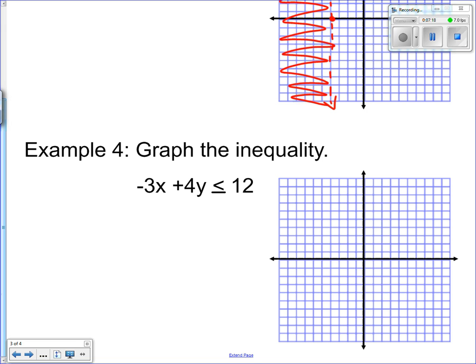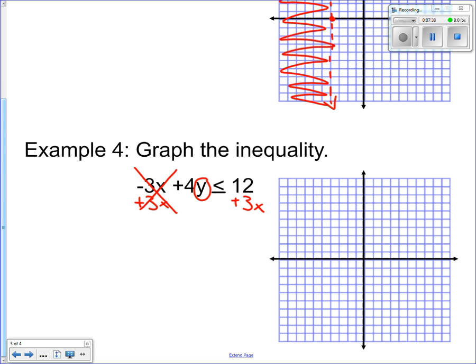Example 4 is going to have a little bit more work. When you look at this, I hope you recognize the y is not by itself. So before we can graph, we need to get the y alone. So what we've done before, we look at, circle the y, move the other stuff. So I can add 3x.